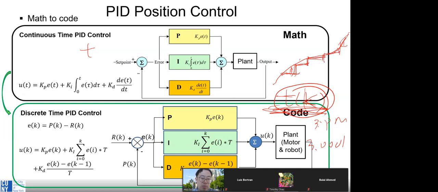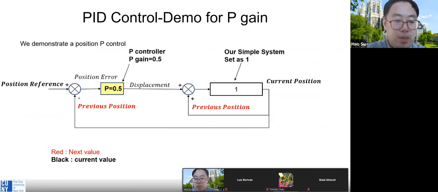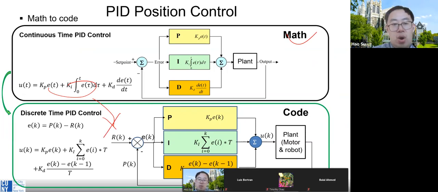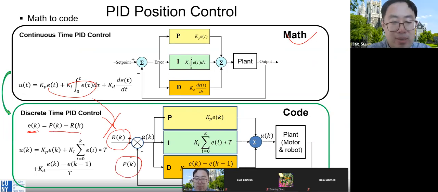I see. So it's not continuous. That's the major difference. Because of this, we cannot simply do it this way. The equation works in math, but this equation doesn't work here. For example, to get the error, you need the reference position and the actual position. You calculate the error, R minus P, so you get the error with respect to this moment, k.